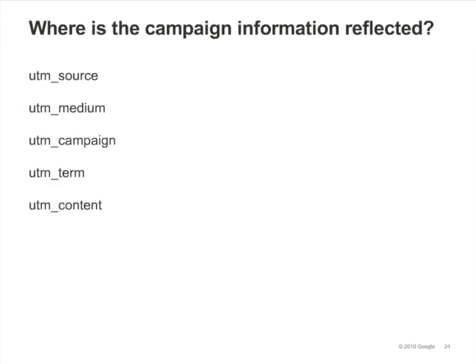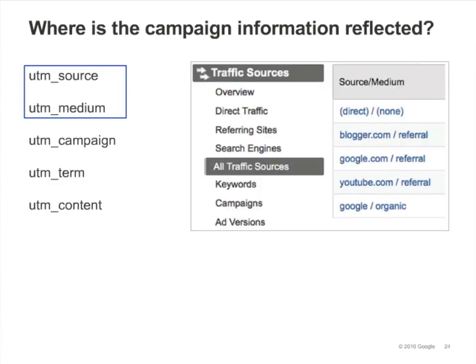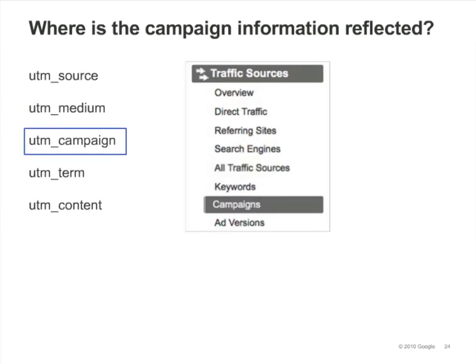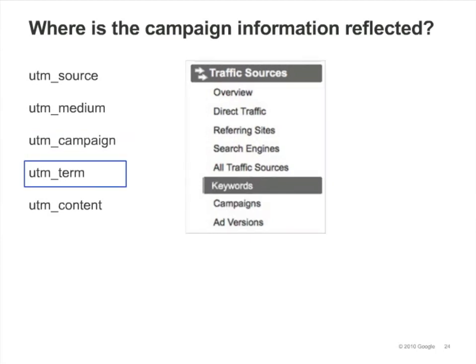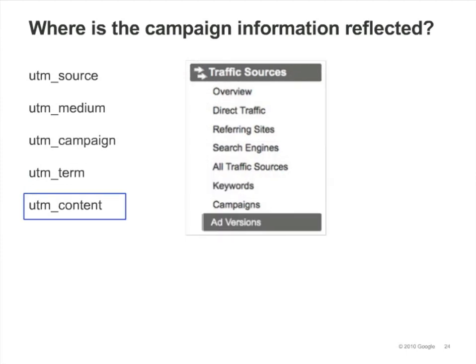Let's look at where information from each of the tags shows up in your reports. You can see all the sources in the All Traffic Sources report. This report will include not only all the sources you tagged, but also sources like direct and website names. You can also see traffic by medium in the All Traffic Sources report. In addition to all the mediums you tagged, you'll also see mediums such as referral and organic. Campaigns will appear in the Campaigns report. Terms that you've used will show up in the Keywords report. Your content tags will show up in the Ad Versions report.